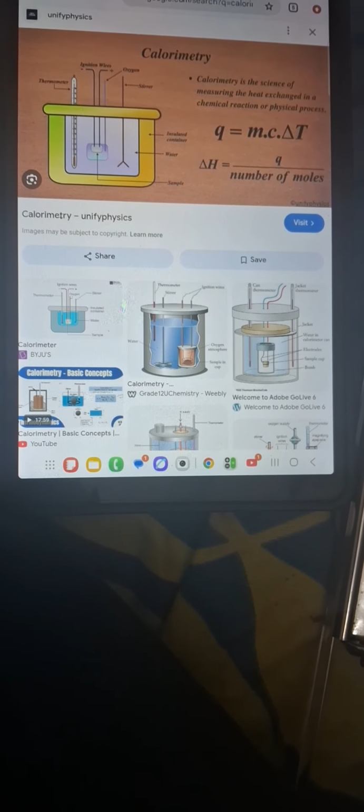Let's discuss a worksheet on calorimetry. So here is the worksheet. The first question is: 100 gram of ice is at 0 degree centigrade. Then we need to find the minimum mass of water at 80 degrees centigrade to completely melt the ice.